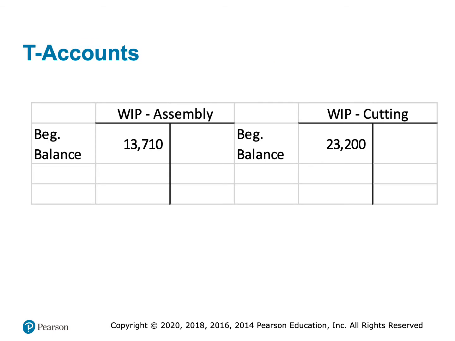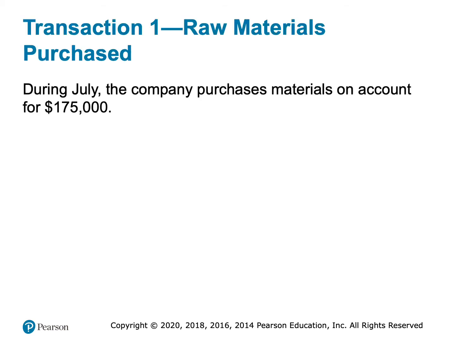Now, to start with, you're going to want to go ahead and draw two of your T accounts, the work in process assembly account, which has a beginning balance of 13,710. That number should sound very familiar. We looked at that, came straight off of the original data that we were given. And then the cutting department, I'm just telling you now, has a beginning balance of 23.2. If you went through that objective in the book, you would have seen that. If not, just trust me, it does.